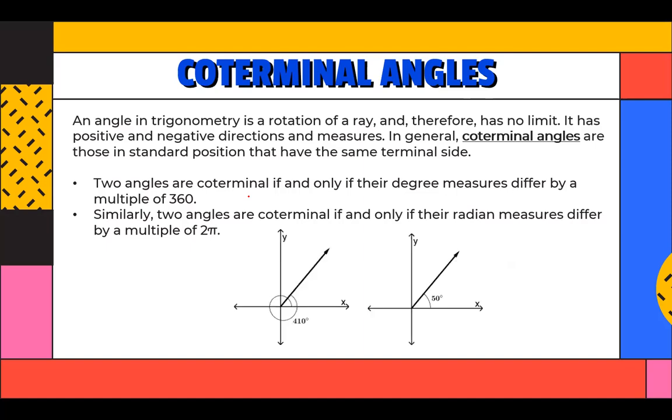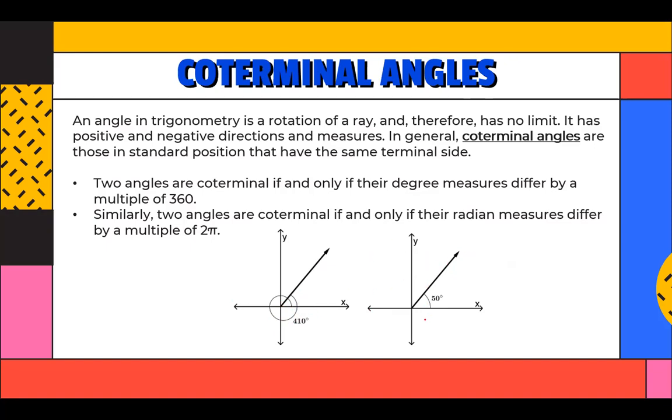For example, we have these two given angles, 410 degrees and 50 degrees. We can say that both angles are in standard position because they started here. It's denoted by this line. Now, we can also see that both have the same terminal side in the first quadrant.